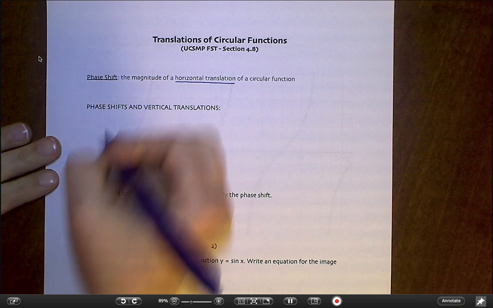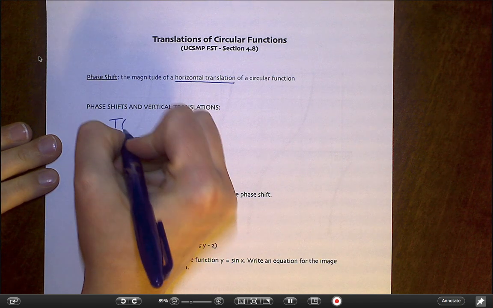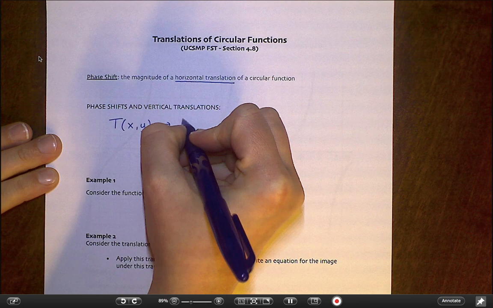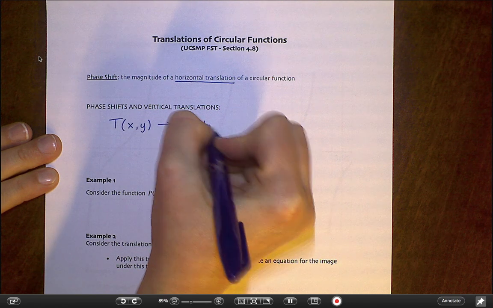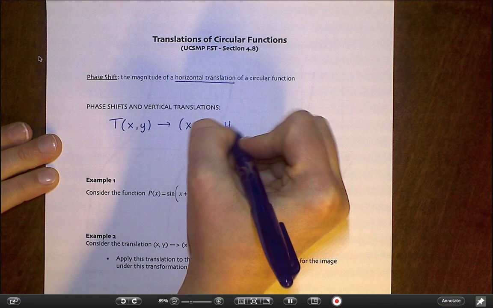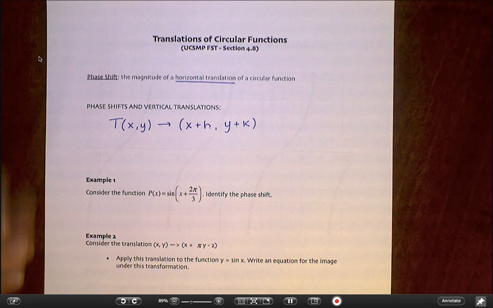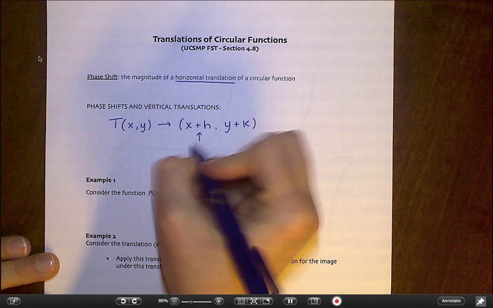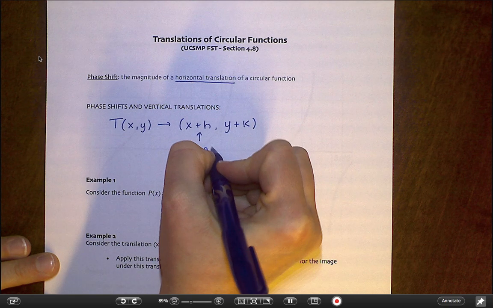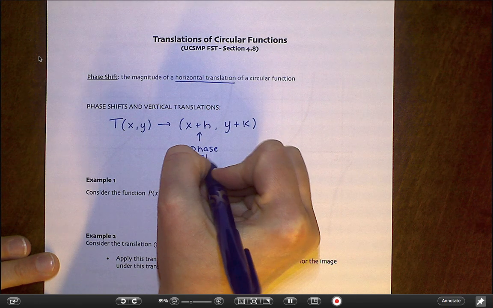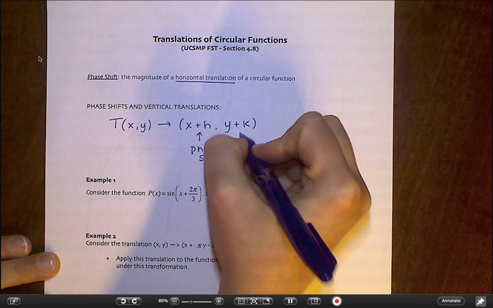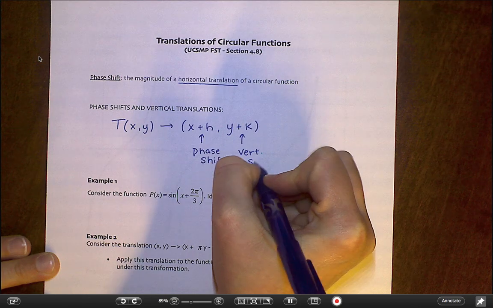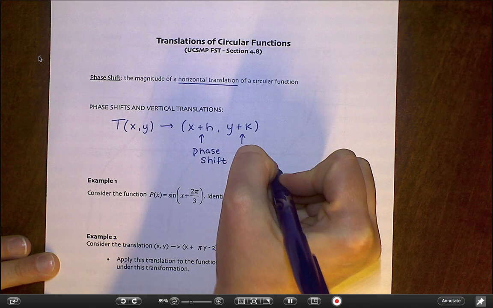Okay, so these things come from translation rules. So translation rules look like this. They involve addition and subtraction. So we're going to be adding something to the x, we're going to be adding something to the y, or subtracting. And remember, this will give you the phase shift, right or left. This gives you the vertical shift. So I think this can be a little bit more straightforward than the one that was dealing with the period and the amplitude.